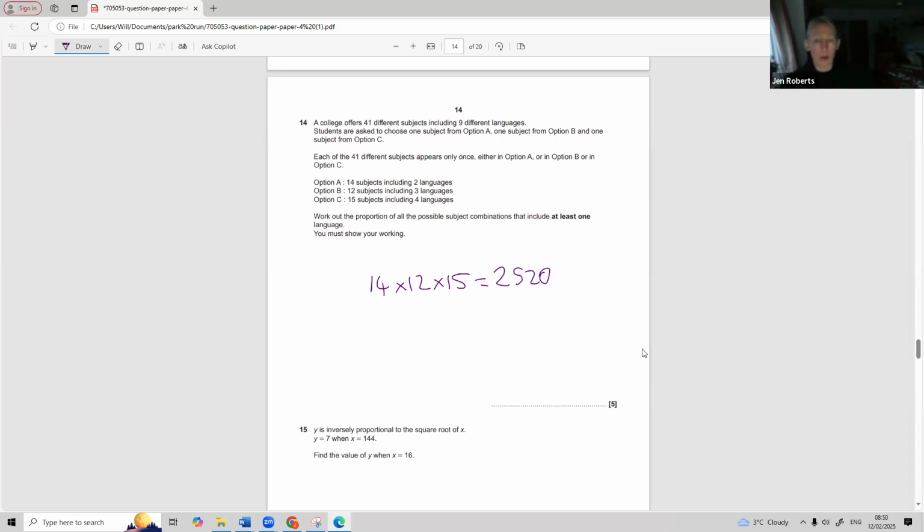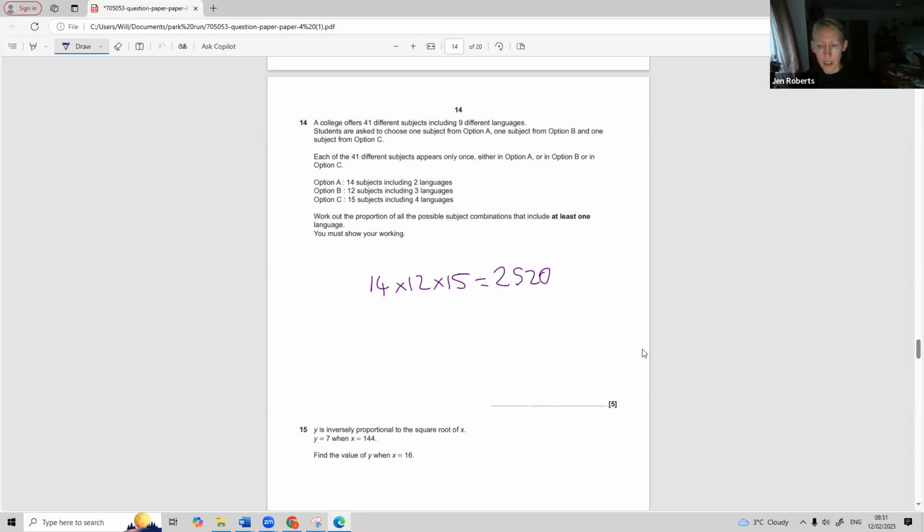Right, so he wants a proportion of all the possible subject combinations that include at least 1 language. It's quite a difficult question, this. Let's just look at a combination of subjects that would be at least 1 language. So let's say for A, you could choose French, but for B and C, you've got business studies and PE. You've got at least 1 language there. Or you could have French for option A, Spanish for option B, PE for option C. That would also be at least 1 language. There's quite a lot of different combinations that include at least 1 language.